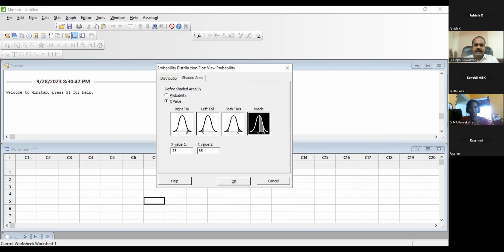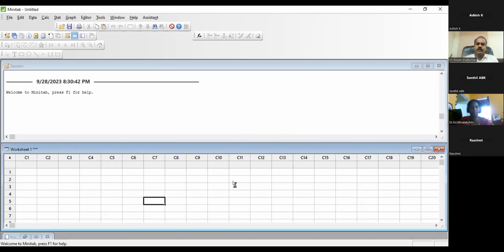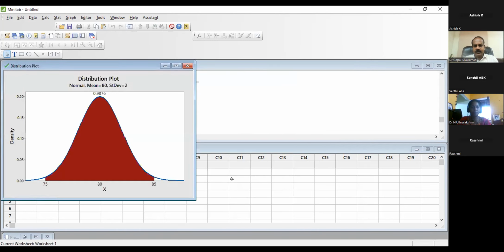When the average mark is 80, what do you think is the chance for a student to score between 75 and 85? You can do the calculation manually or you just click OK. Minitab will tell you what is the area. Now, can you read from Minitab? What is the probability? 0.9876. In terms of decimals, you can say 0.9876. In terms of percentage, you can say 98.76%.